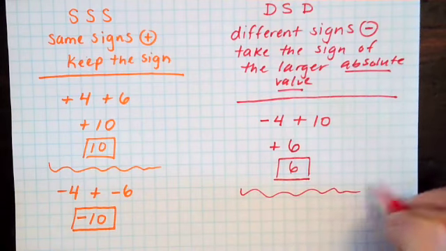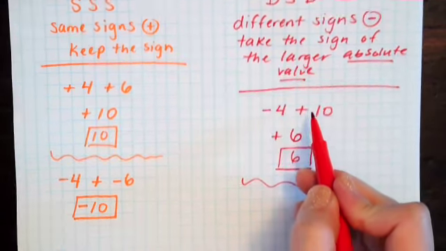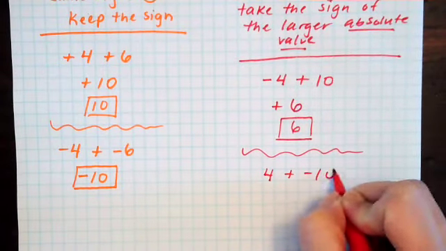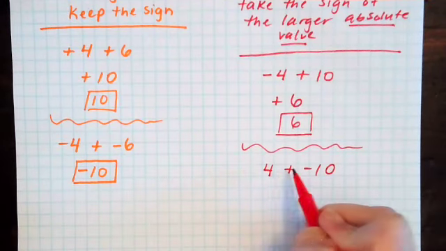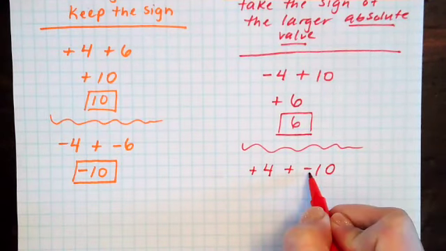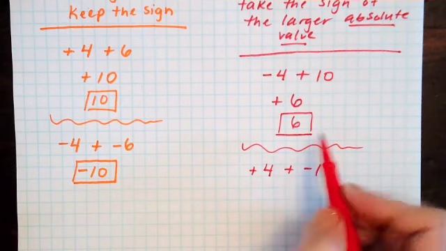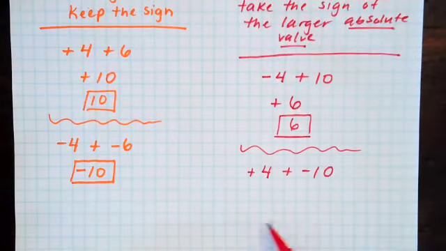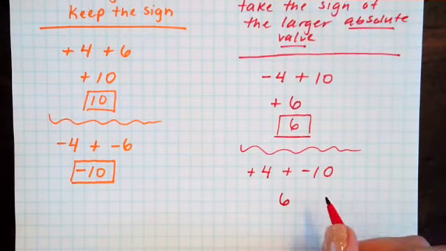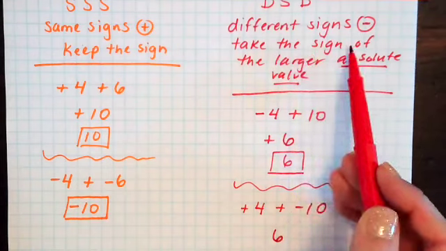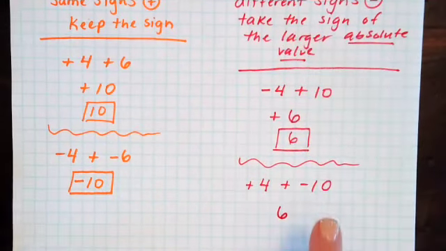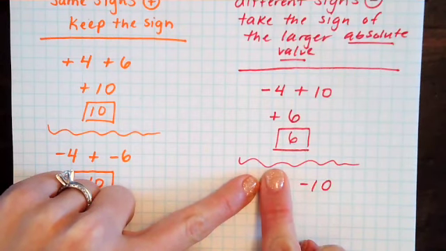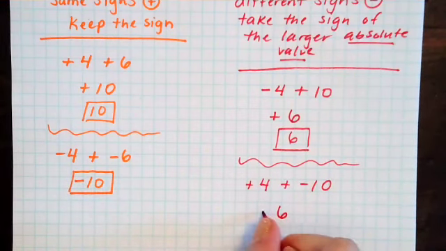Now, what happens if that sign changes? Say I have positive 4 plus negative 10. Interesting. They're still different signs. This is still a positive 4. This is a negative 10. They're different. So I'm going to subtract. Different sign, different, subtract. Okay, well, 10 minus 4 is still 6. But this time, take the sign of the larger absolute value. If I ignore these signs and I look, 10 is bigger than 4, but 10 is a negative. So my answer will be negative 6.